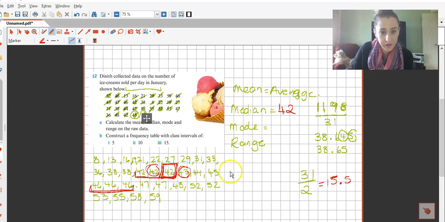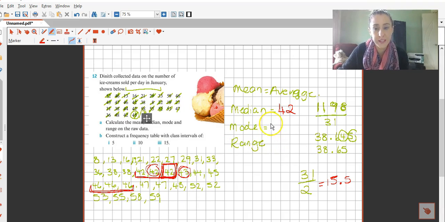I don't think I've got any other days where I've sold 3 ice creams or 4 ice creams, which would be more. I just got my 2 days where I've sold 42 and 46. So that means that 42 and 46 both appear the most. So those are both the mode.